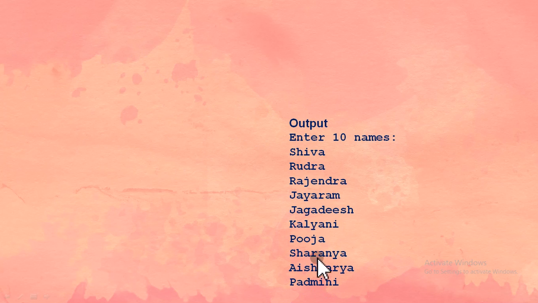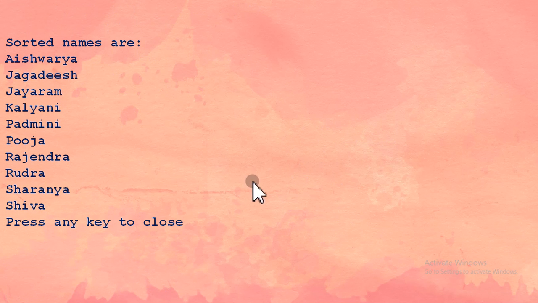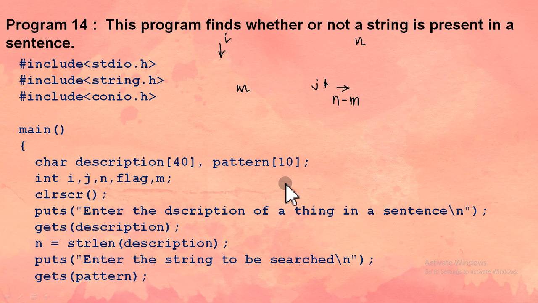You can see this is the biggest name, and Jagadish is also a big name, but it is less than or equal to, so 2 plus 2 is 4, 4 plus 3 is 7, 7 plus 2 is 9, 9 characters. Okay, sorted names: i equal to 0, i less than 10, i plus plus, printf percent s slash n, because it has to come one below the other, name[i], press any key to close. So it is arranged. Okay, so we applied bubble sort, right?